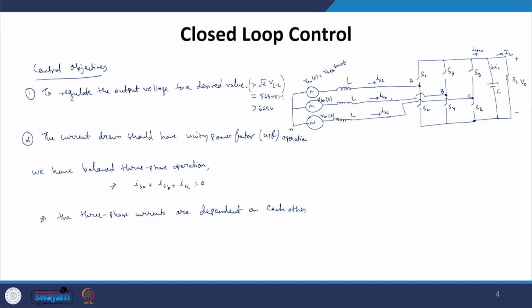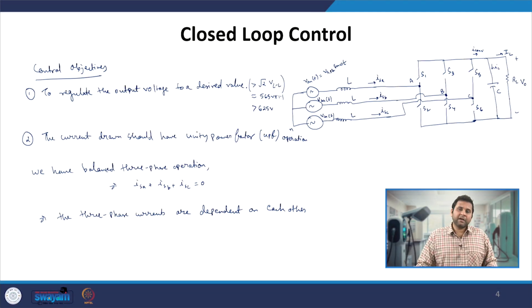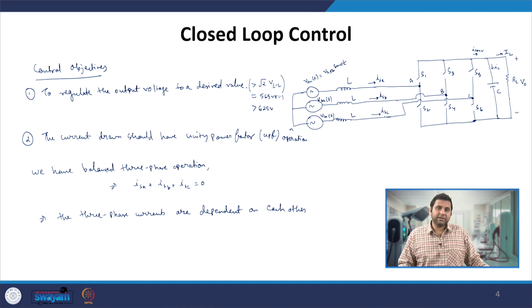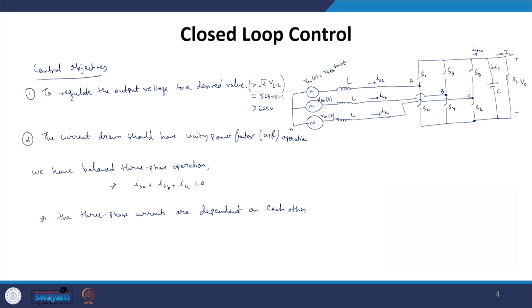So, either this condition of balanced 3 phase operation will be avoided, or I must ensure that all the 3 phase currents are independent of each other. In that way, we can independently control all the 3 phase currents. That is when we can independently apply the voltage such that these 3 currents are independent of each other, along with maintaining the balanced 3 phase operation. If you are making sure it is a balanced 3 phase operation, then all the 3 phase currents are dependent on each other.